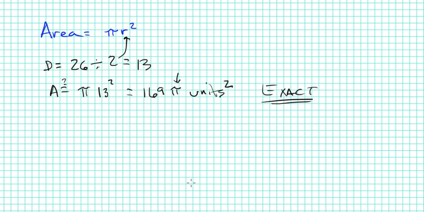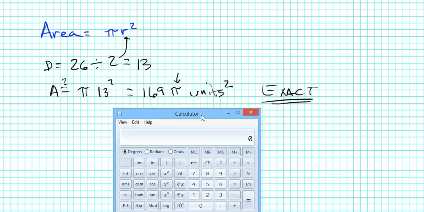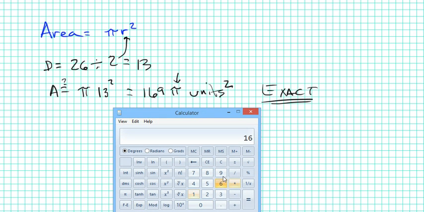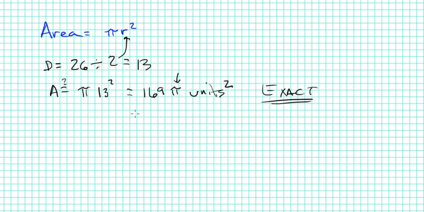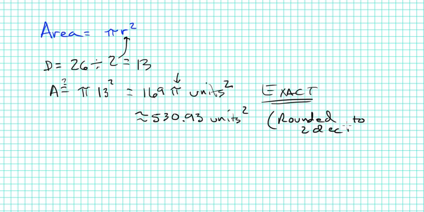Then I'm going to use my calculator again and clear, and this time I'm going to say 169 times pi, my little pi symbol over here, and I say equals, and 530.93. I'm going to round it off to 530.93. So approximately 530.93 units squared. And this is rounded to 2 decimal places. This first one is exact, and the second one is rounded to 2 decimal places.